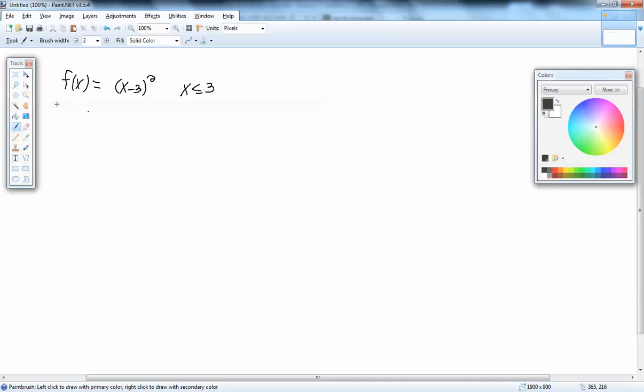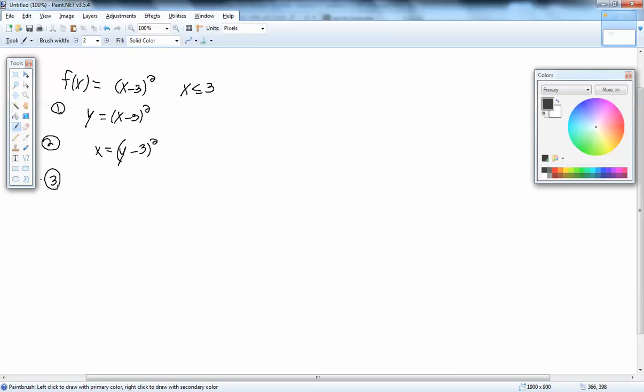Okay, first off, step 1: replace f of x with y. Step 2: swap x's and y's. Interchange them. So we've got x is equal to (y minus 3) squared. Step 3, solve for y.